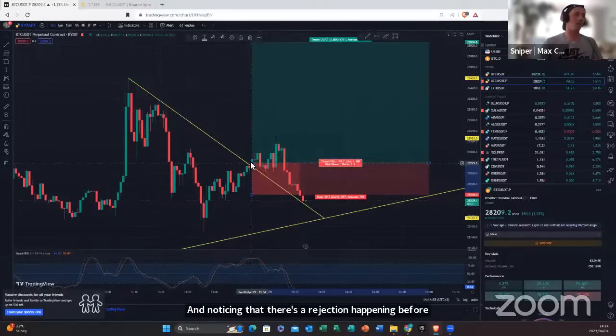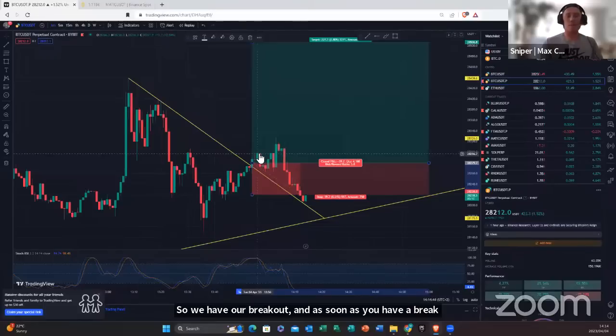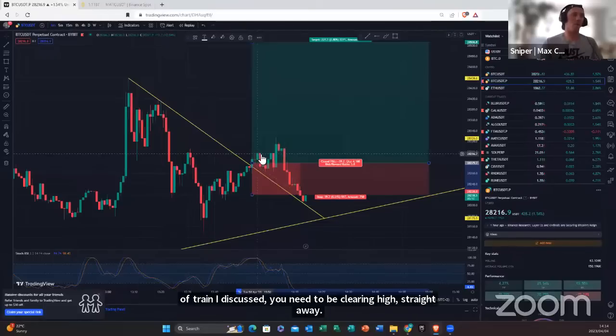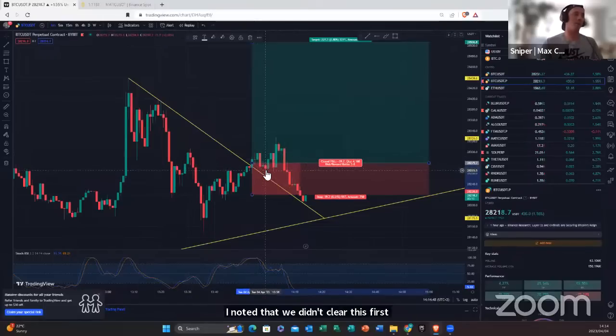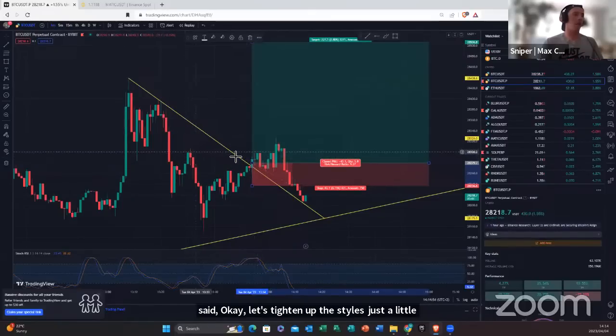So we have our breakout. And as soon as you have a break of trend, I discussed you need to be clearing highs straight away. I noted that we didn't clear this first high, right? We rejected, we came and we retest. And at that point, I said, okay, let's tighten up the stop loss just a little bit, just in case, because it's looking a little bit sketchy. Then we did our retest and we pushed up and we cleared this high.